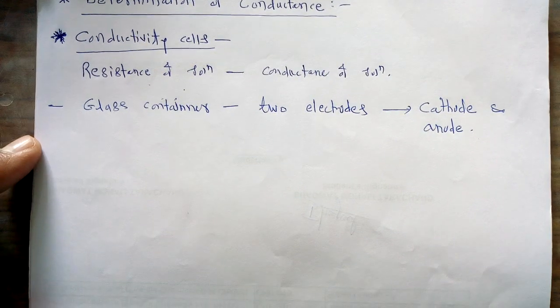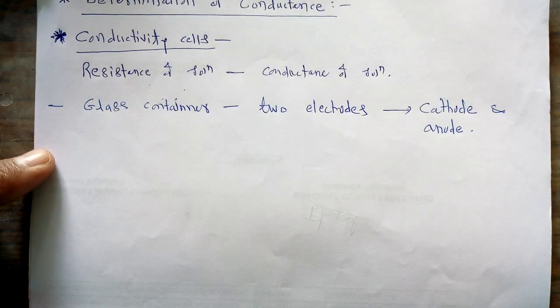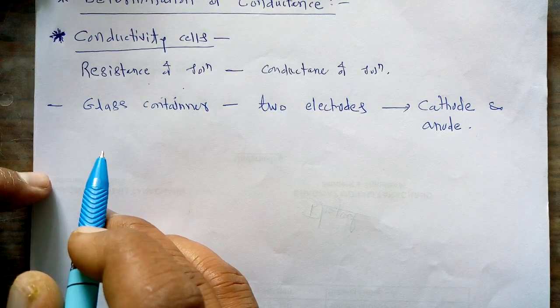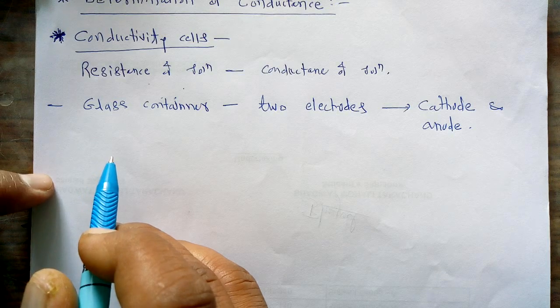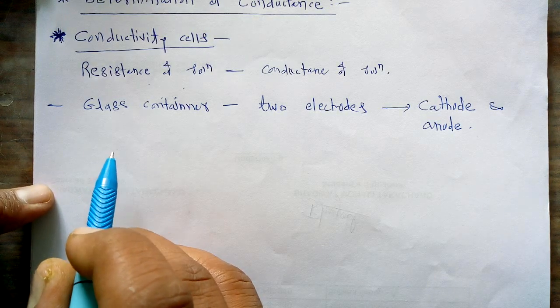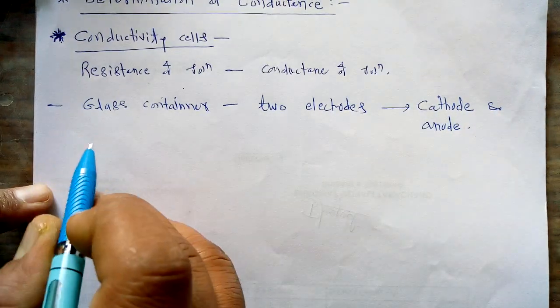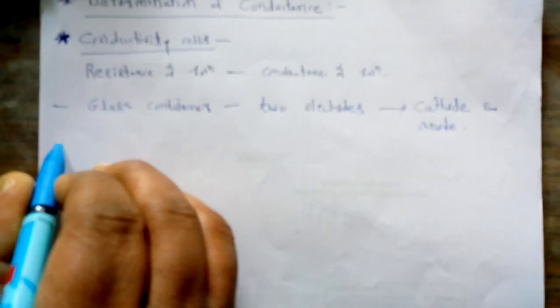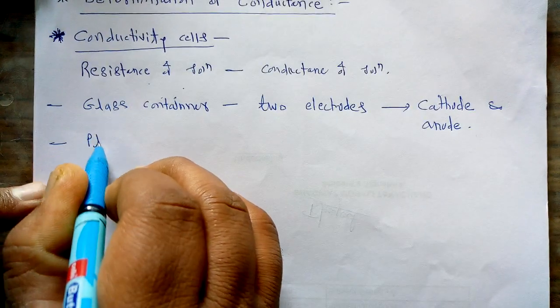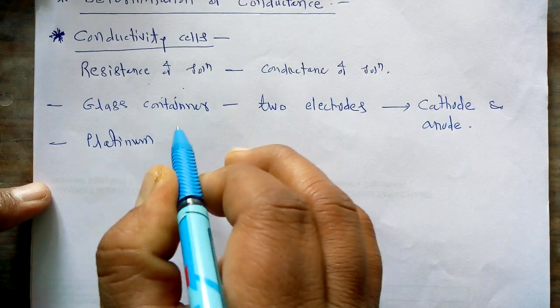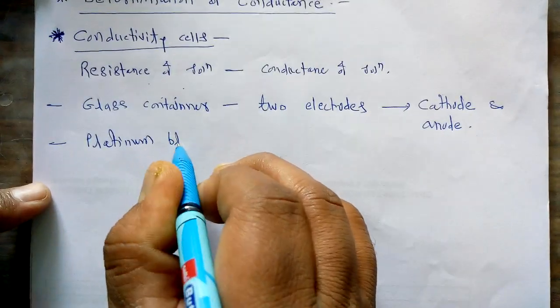They are connected together, and after that they are useful for the determination of the resistance of a particular electrolytic solution. Basically, these electrodes, the cathode and anode, are coated with platinum black. This platinum black coating is there for these electrodes.